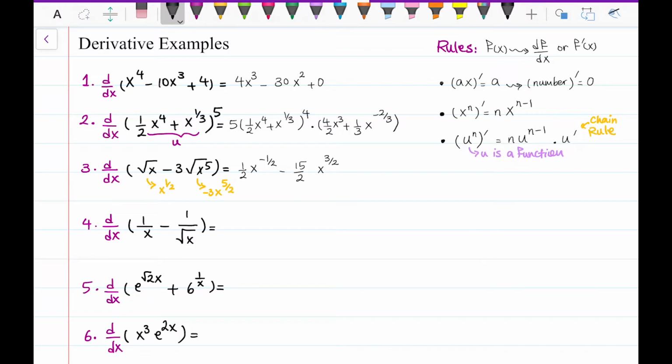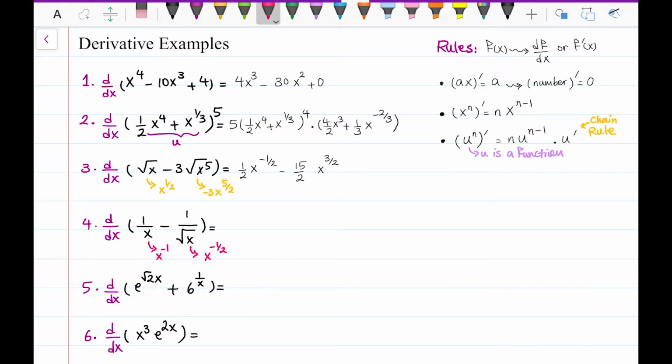Perfect. Now for the next one, I can rewrite 1 over x as x to the power of negative 1. Since x was on the denominator, when I bring it up, the exponent gets negative. Then in here, I have 1 over square root of x. So square root of x would be x to the power of 1/2. I can bring it up, so the exponent gets negative. So this is x to the power of negative 1/2.